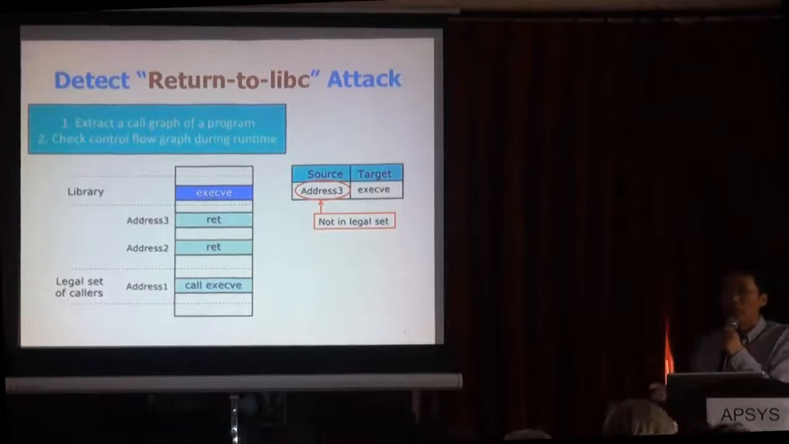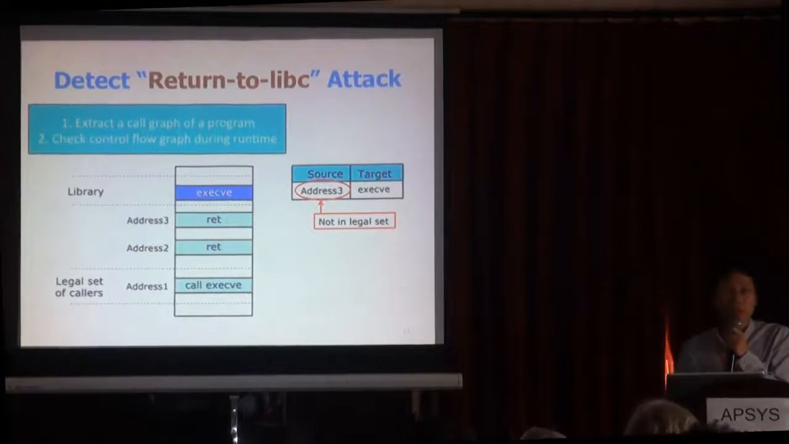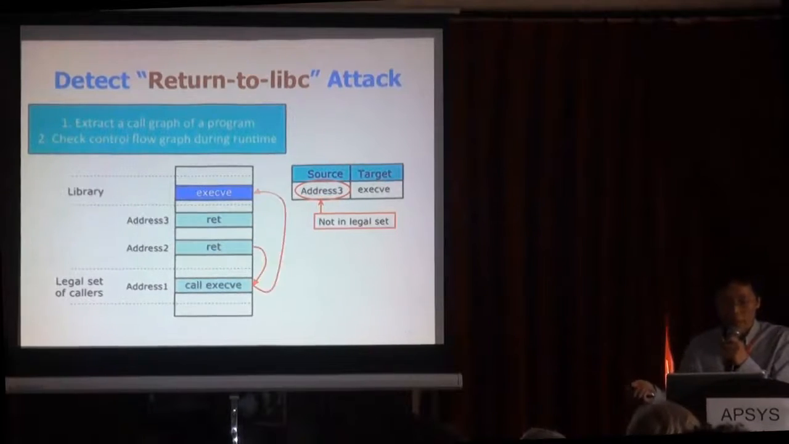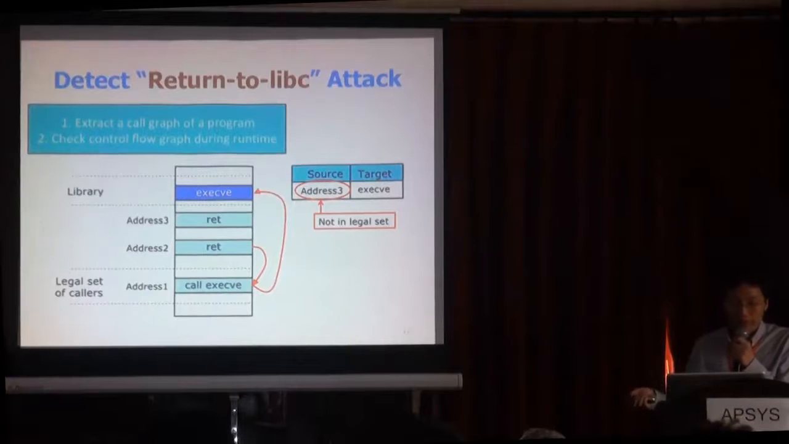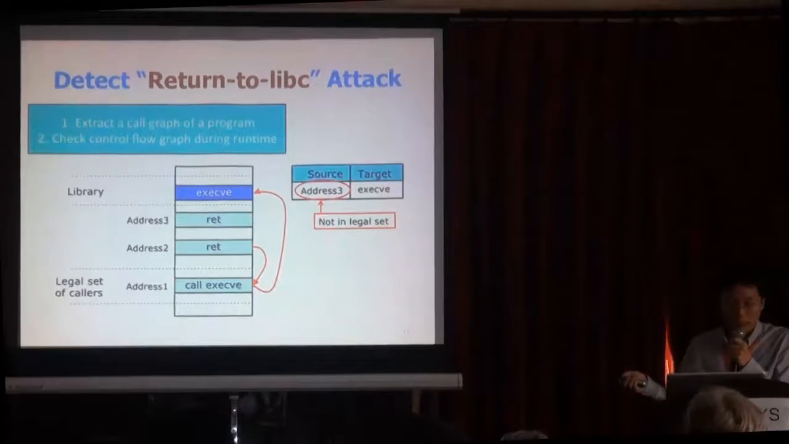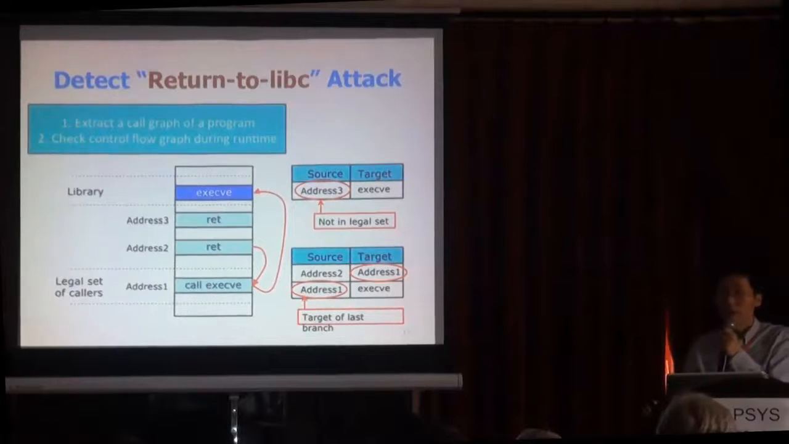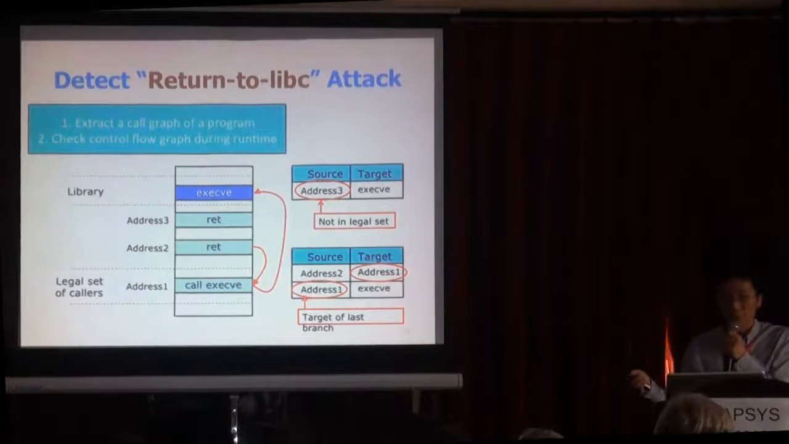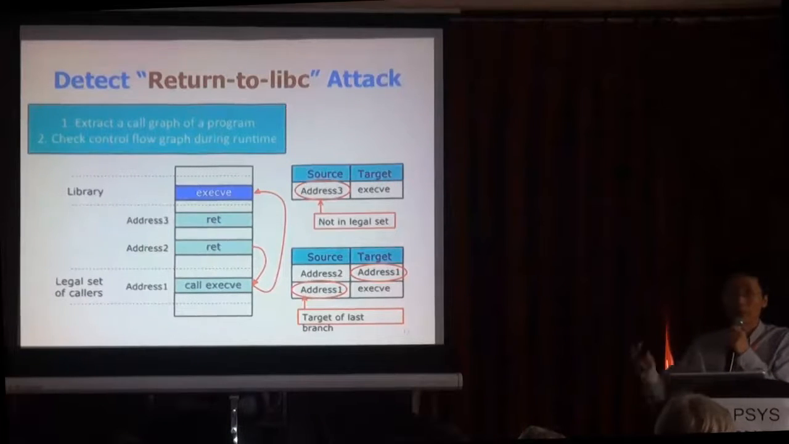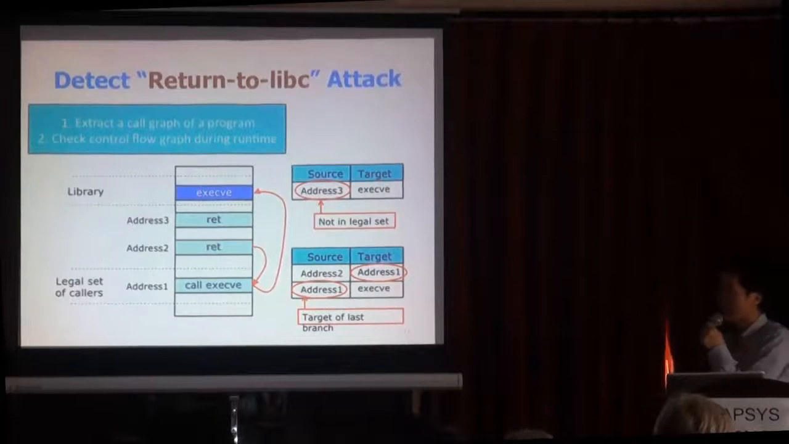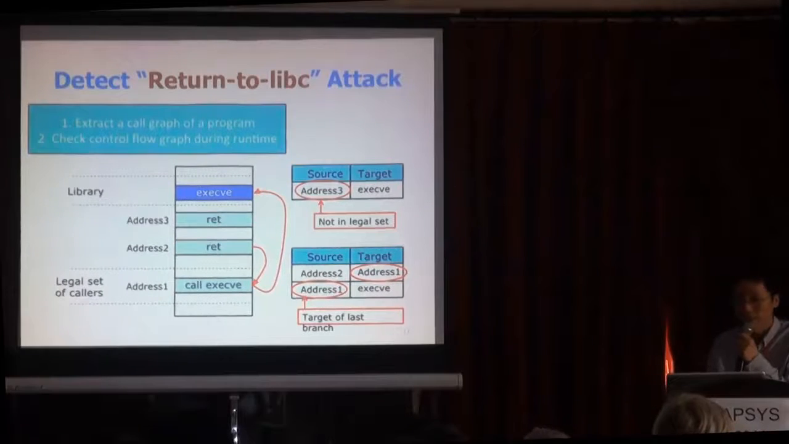There are also some cases using indirect calling of some sensitive system calls like execve. For example, address 2 got exploited and it called execve, and in this case we could trace it back to some neighbors, and if we find some anomalies in this chain, we could see that there are possible attacks.